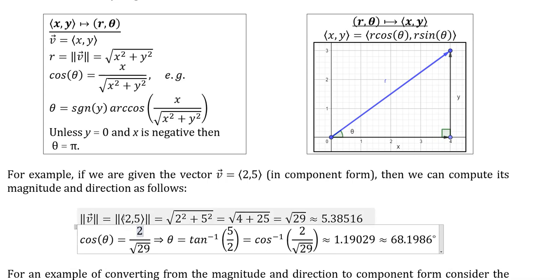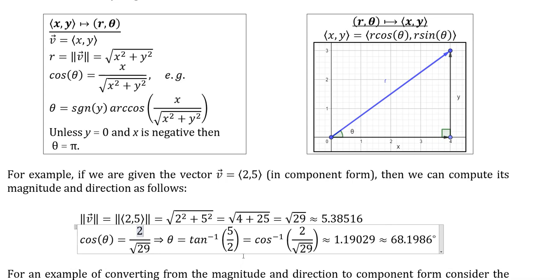Or with the 5 and 2, 5 over 2 is the tangent of the angle, so it's the inverse tangent of that. Since you're in the first quadrant for this angle, both x and y are positive, you can use inverse tangent or inverse cosine equally well. Just make sure you have the right numbers inside here, and you get either way in radians 1.19029, or in degrees approximately 68 degrees or so.